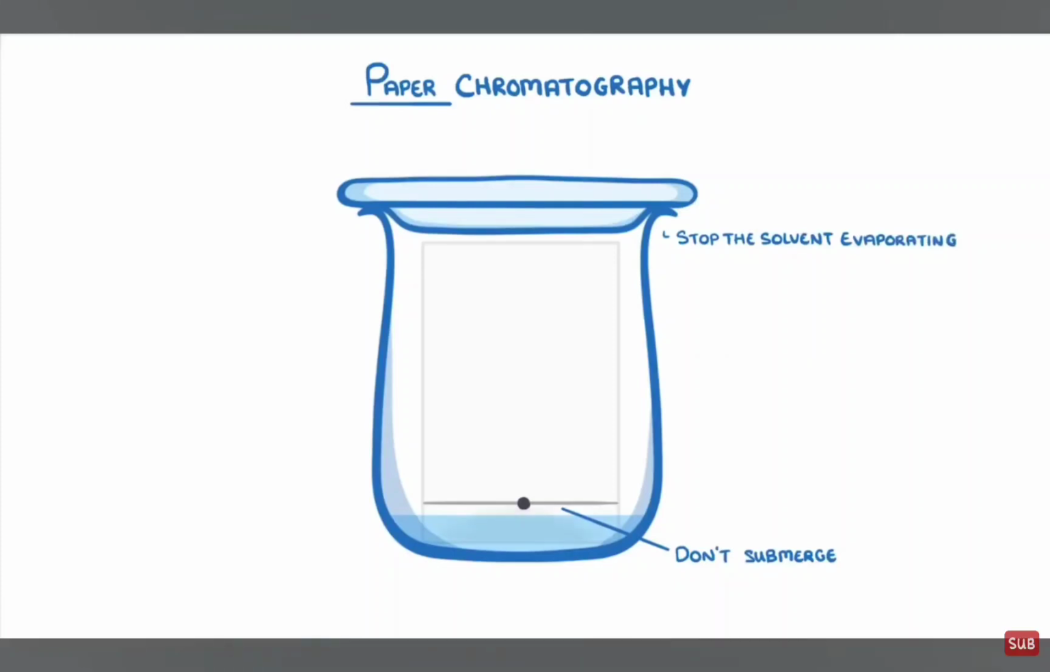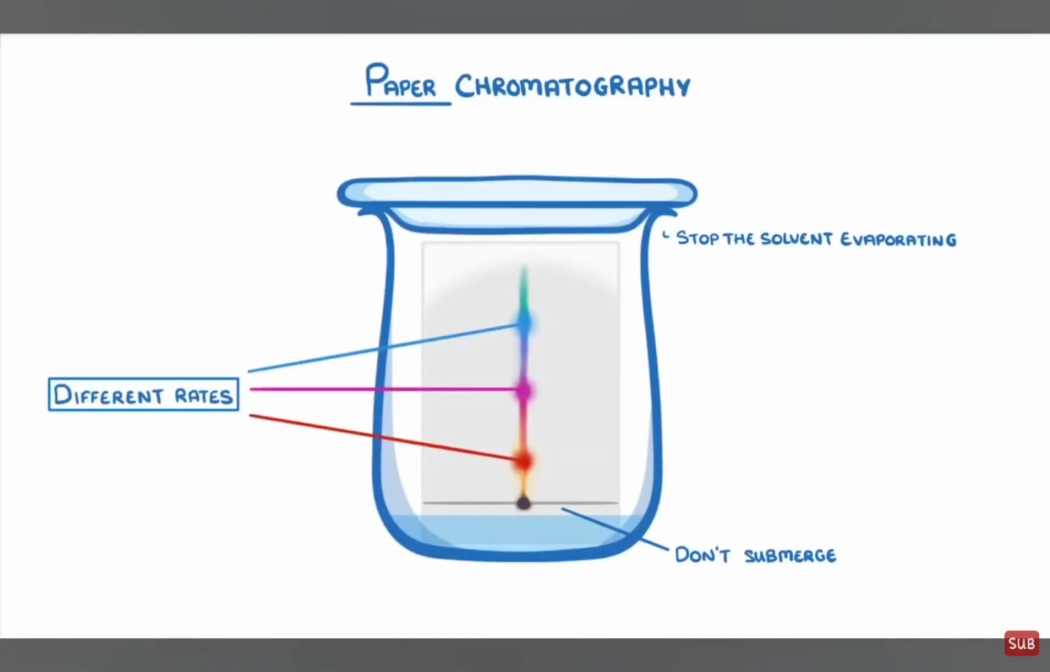Then we just wait for the solvent to seep up the paper, and as it does so, the different dyes that make up our ink will dissolve in the solvent and move up with it. What makes this interesting though, is that each of the different dyes will travel up the paper at different rates, and so they'll end up separating out, which tells us that each one must be a different substance. So we've basically separated out the different substances.